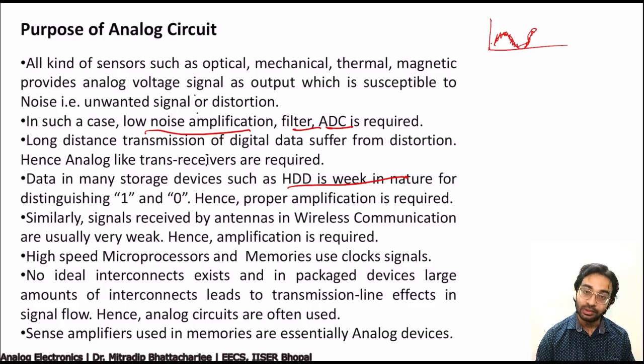Similarly, signals received by an antenna in wireless communication are usually very weak. In an example I have shown that sometimes you get interferers which are even higher in amplitude. So in that case, you need an analog circuit either to shift them apart from the main required frequency, or to boost up the original frequency. That is also done by an analog circuit. So these are the purposes of analog circuits, remember.